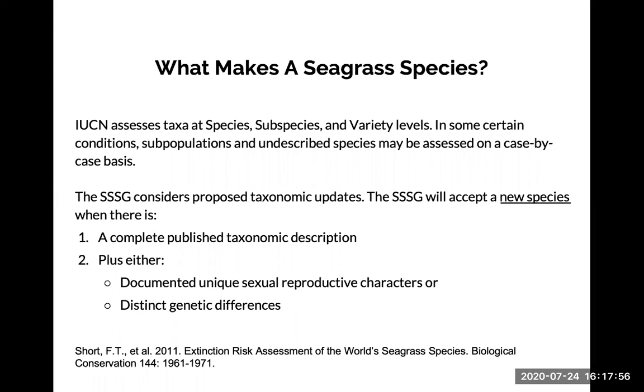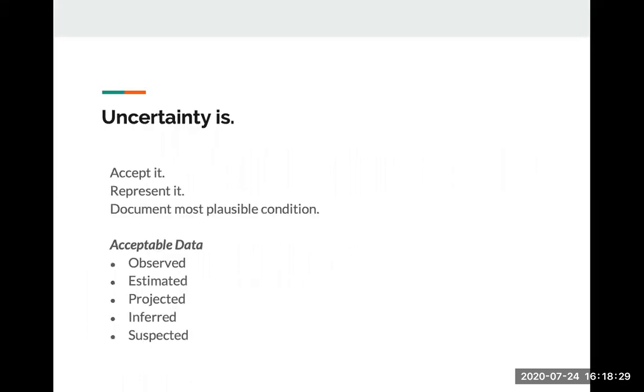from the list. First, it must have a complete and published taxonomic description, and secondly, there needs to be a documented unique sexual reproductive characteristic or genetic difference for a new species. And then taxonomic reviews and also new species are assessed during the bioregional leadership team meetings at least annually. So it is important to submit your thoughts and concerns on those to the team, and we'll be sure to get those on the agenda.